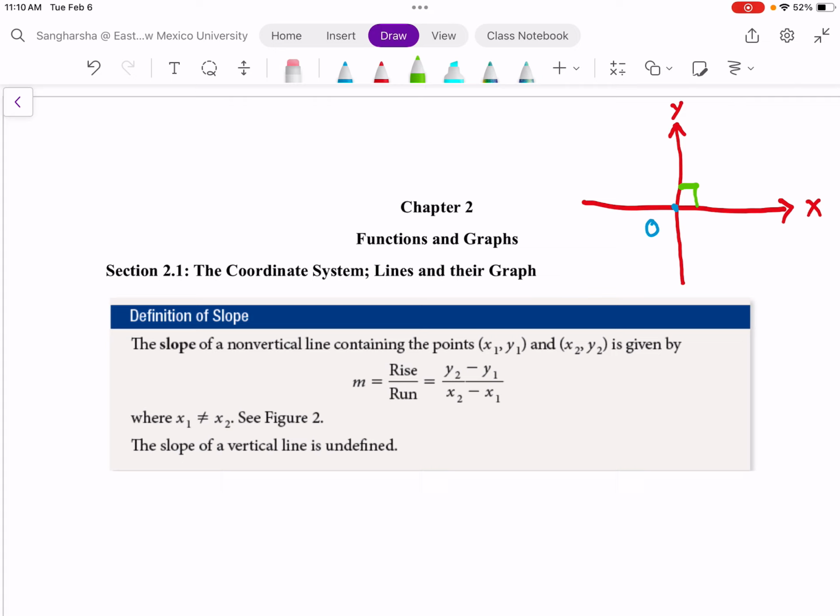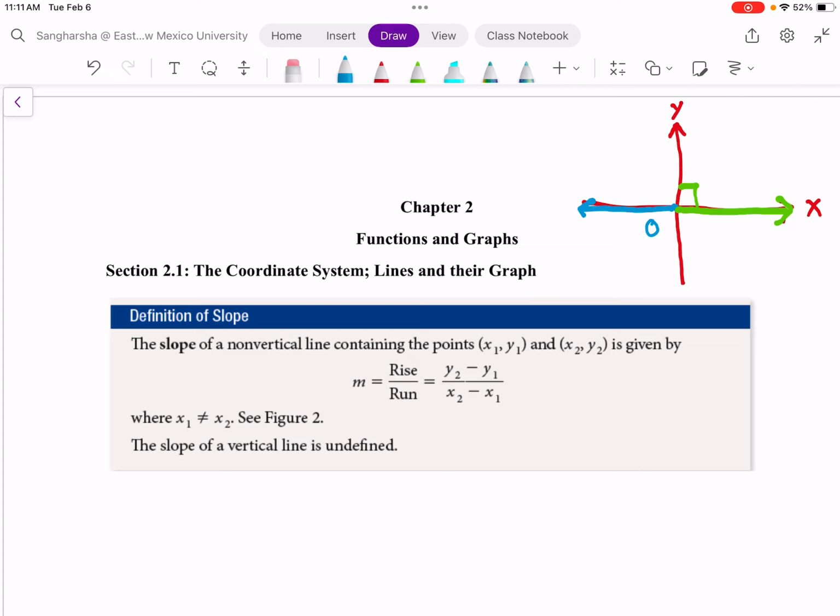Now, on the right side of the origin along the x-axis, what kind of number do we have? Positive numbers, right? On the right of the origin along the x-axis, these are the positive numbers. And what about the left side of the origin along the horizontal axis? What kind of number do we have on the left? We have negative numbers, right?